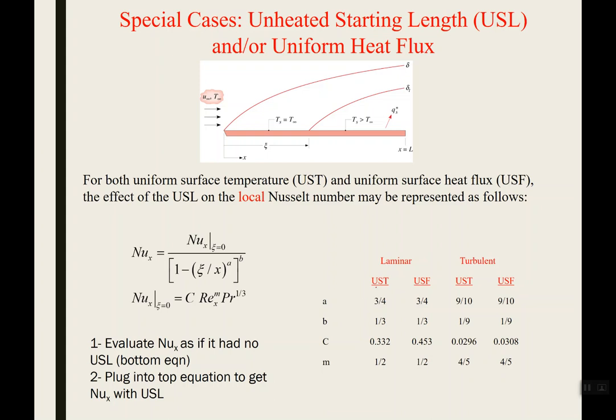Then we would get our coefficients. So UST stands for uniform surface temperature. Here's uniform surface flux. If it's laminar, there's a different correlation. And if it's turbulent, there's a different correlation. And then this zeta term in here would be the distance of your unheated starting length.